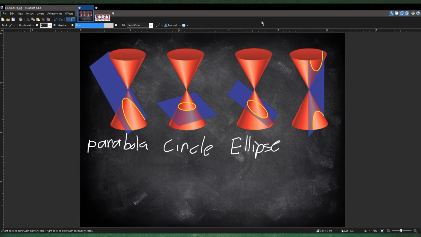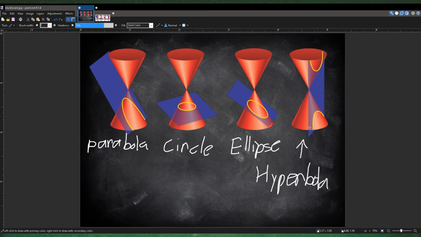And now the last shape is called a hyperbola. A hyperbola is made when a plane intersects two of the cones. It doesn't have to be parallel to anything. It just basically has to intersect both the cones, and it kind of makes two parabolas, kind of.